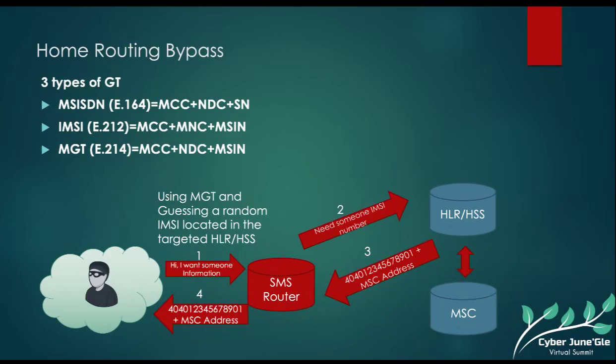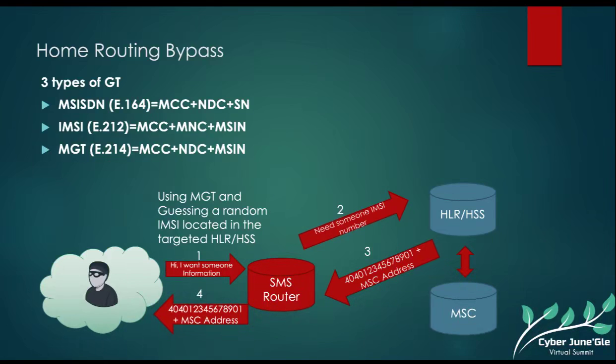Okay, let's go deeper to bypass this security mechanism. In telecommunication networks or mobile networks, we have three types of GTs or global titles, which act as an IP address. Okay, MSISDN consists of MCC or mobile country code, NDC, and SN.